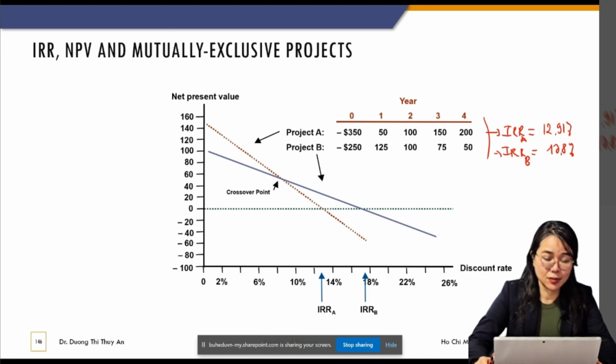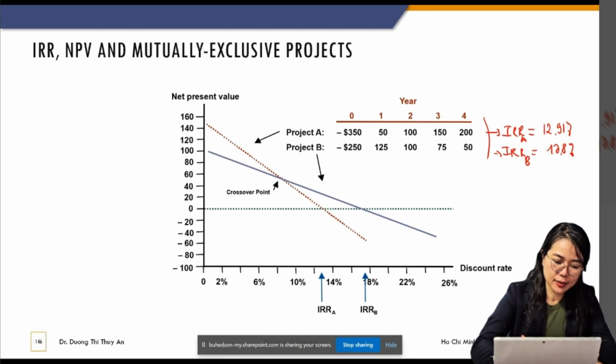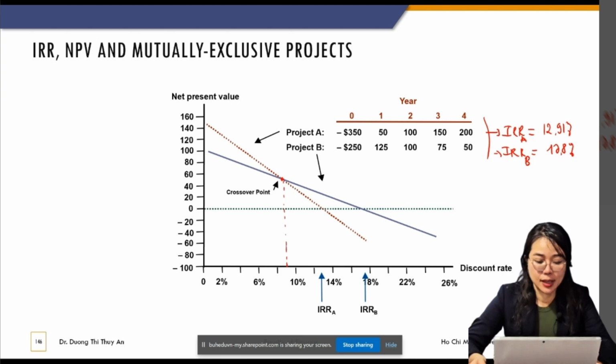For project A, if the required rate of return is 15%, then project A has negative NPV, right? But then if we put the two projects in one figure, what do we see? The NPV curves of the two projects cross each other at one point. At that cross point, they have the same NPV and the same required rate of return.